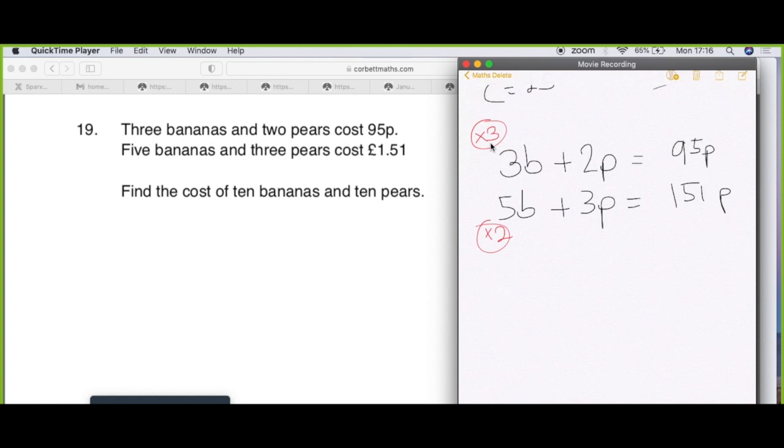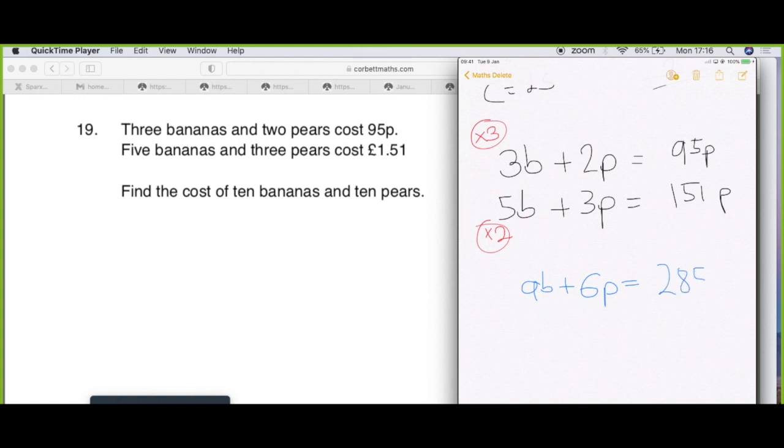So 3b times 3 is, I'm going to write the new line in blue, 9b. 2p times 3 is 6p. And that equals 95 times 3, which is 285p. Yeah, and then the bottom one, to make p the same, you need to multiply everything by 2 as well, so they can all be 6. So p can be 6.